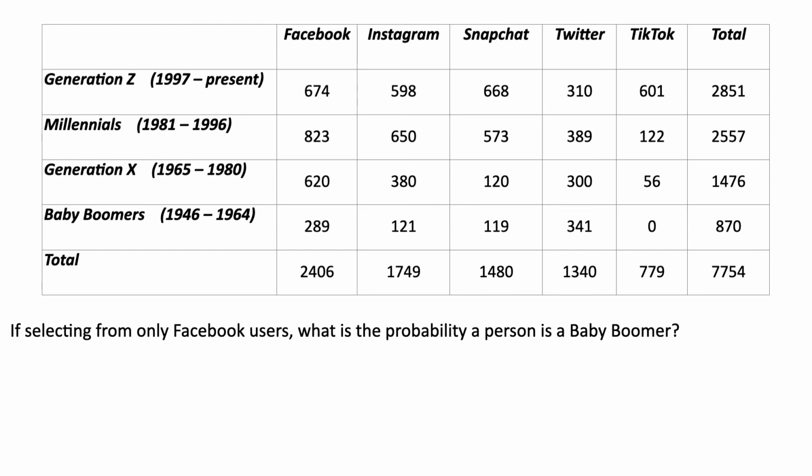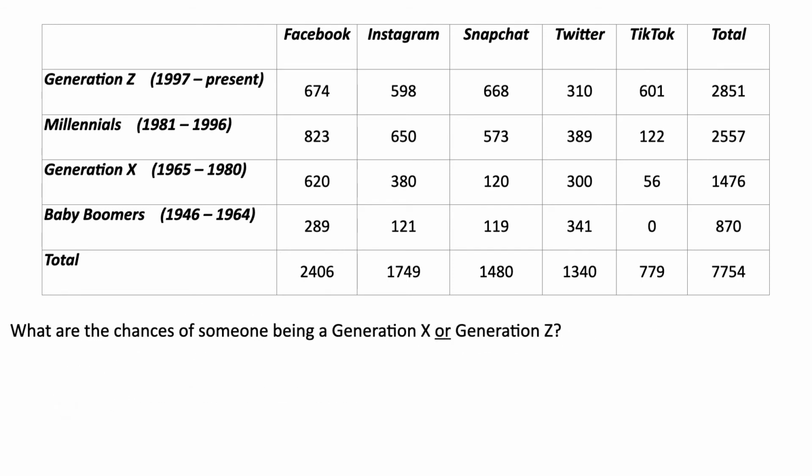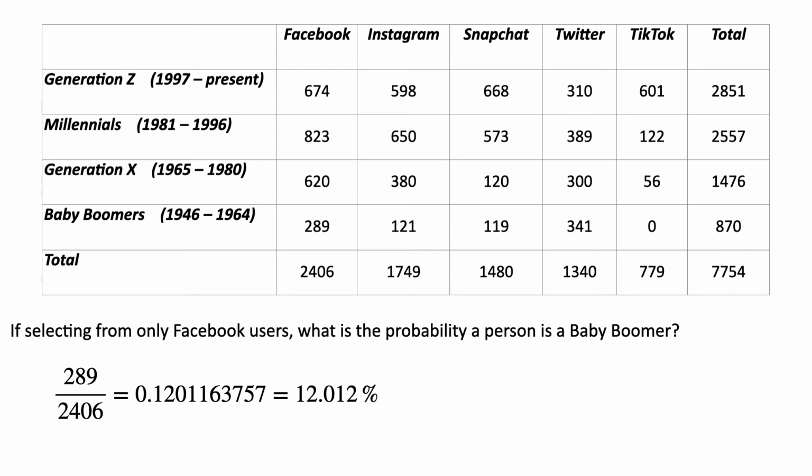If selecting from only Facebook users, what is the probability a person is a baby boomer? So we're only going to look at Facebook users. We're not going to look at anyone else. And then we're going to talk about baby boomers. So this is going to be 289 baby boomers that used Facebook over the total number of Facebook users. Oops, I went over that too fast. And that would be roughly 12%.